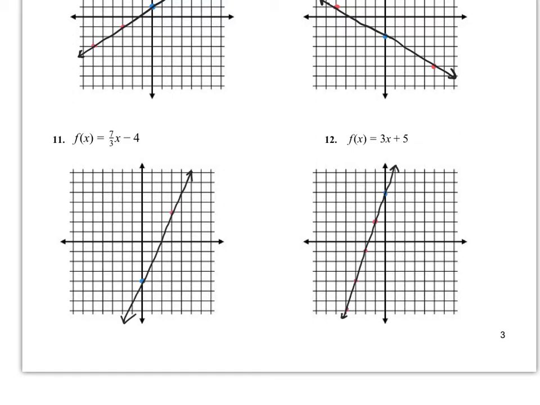So on example 11, I started by graphing my y-intercept of -4, and then I did a vertical change of 7 and a horizontal change of 3. On this graph, that's all the points I could fit, so I was ready to connect with a line. Also notice that the line has arrows on both ends.